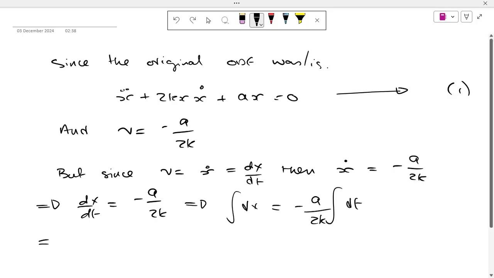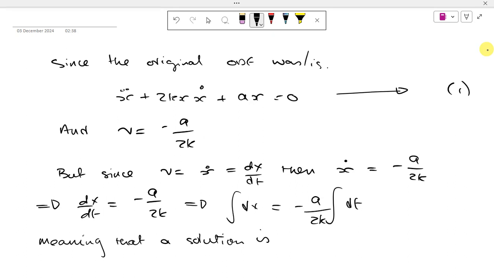Let me just write that more coherently, meaning that a solution is x equal to minus a over 2k t. Now just leave it like that. Don't bother adding a constant on. That will be complicating it in this case. So I'm saying that x equals minus a t over 2k is a solution.